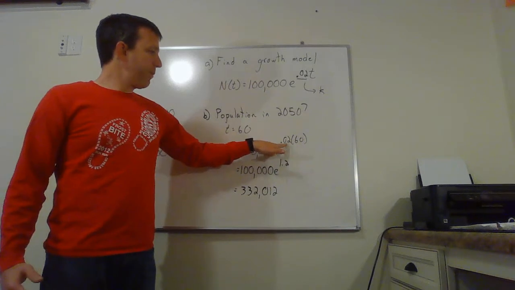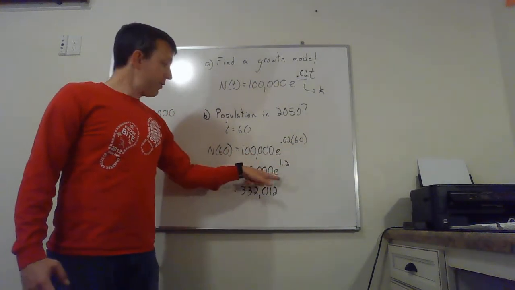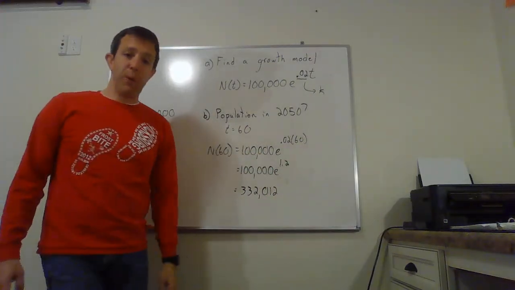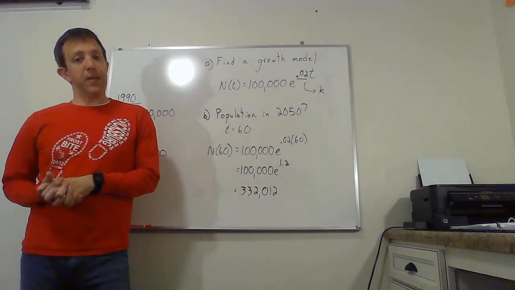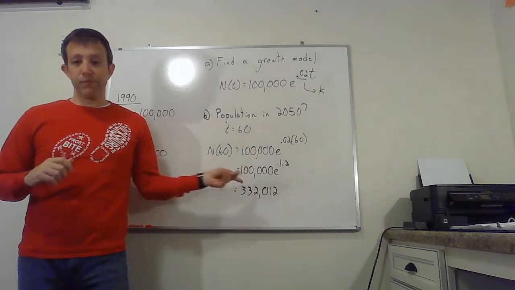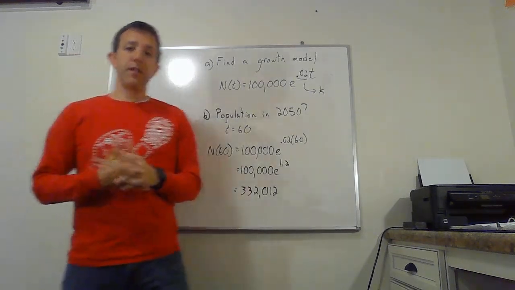I multiply up here, 0.02 times 60 is 1.2. Then I follow the order of operations, do the exponent and multiply by 100,000, and you end up with 332,012. There were decimal places here, but these are people, so it doesn't make sense to have a bunch of decimal places. Round it appropriately. All right, so there we go. We're going to look at another one next.